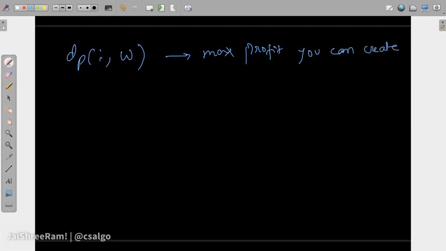Okay, so it's all about what you decide for each state. You can change the meaning if you want to. You can also say that I have taken less than or equal to w weight, then what's the best you can do?